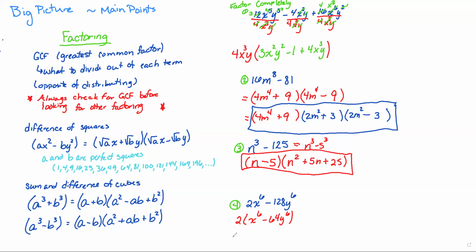So I'm going to call this 2, and then I'm going to say that this is x to the 3rd squared minus 8y to the 3rd squared. So it's a difference of squares. So I still have that 2 hanging out. And then a difference of squares gives me 2 sets of parentheses, a plus and a minus. And what was squared? It's x to the 3rd, x to the 3rd, and 8y, that's a y to the 3rd.